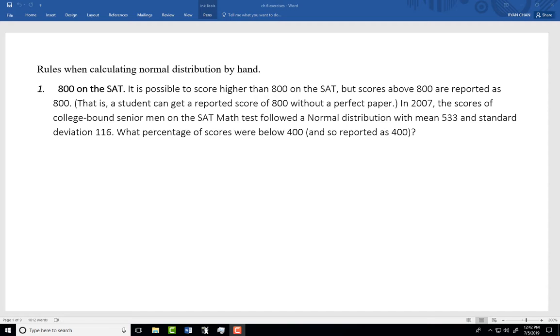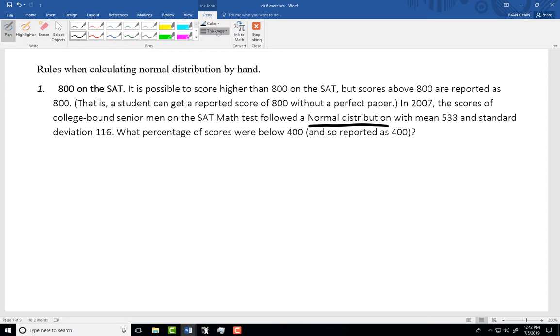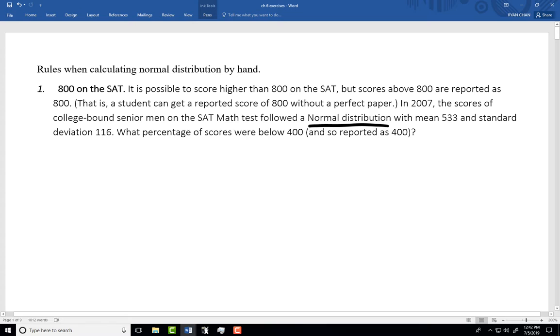We have a situation where we have a mean of 533. We assume it's normal, right? So normal means that it is unimodal and it's symmetric. So the idea is I have a curve like this, and in the middle is 533, and it says a standard deviation of 116.